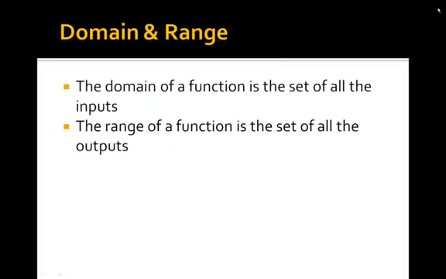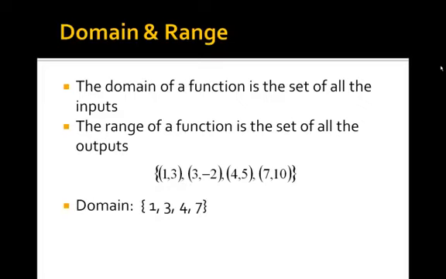Now on to some quick terms. The domain of a function is the set of all the inputs, and the range of a function is the set of all the outputs. So if I was to grab, say, a quick example of inputs and outputs, let's see what I mean. Here my inputs are 1, 3, 4, 7, and my outputs are 3, -2, 5, and 10. So if I collect together all of those inputs, I can call them the domain. And if I collect together all of those outputs, I can call them the range.